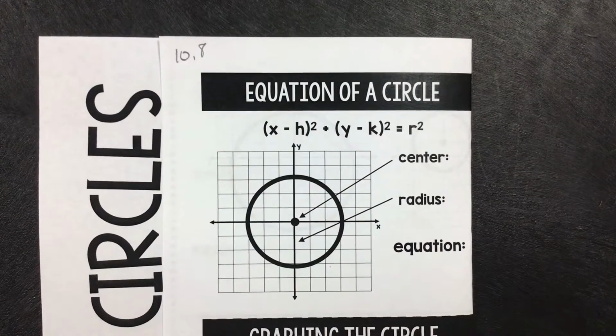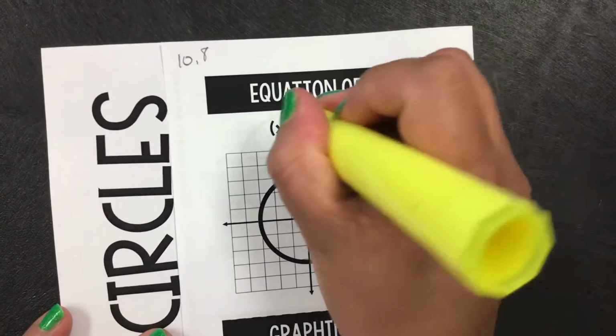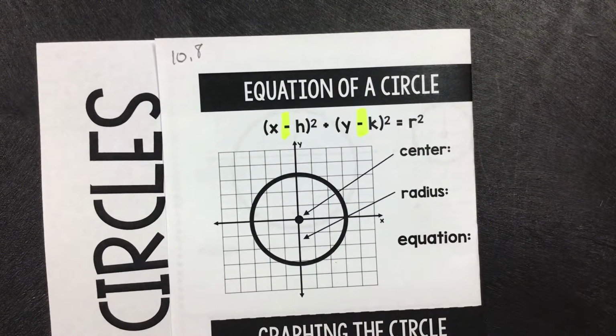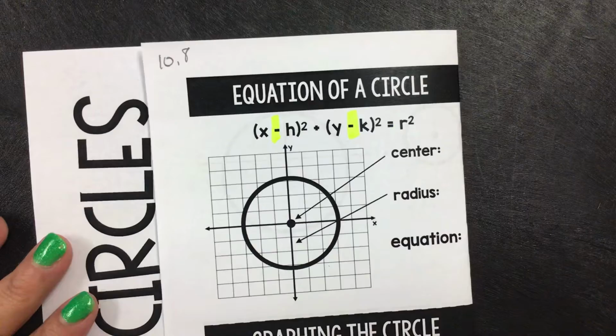What I want to bring to your attention is that this formula has a negative sign in it. So when we find the circle, it's going to look like it has the opposite signs. Let's go ahead and do this one.